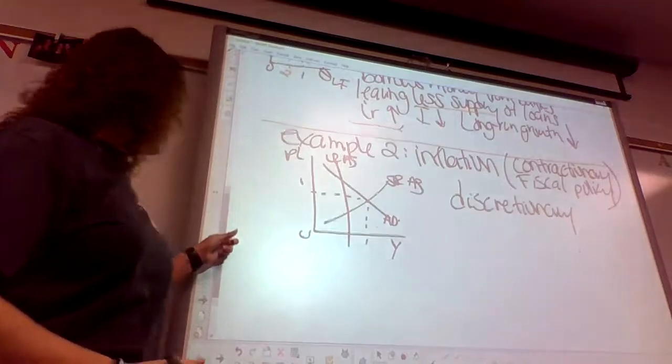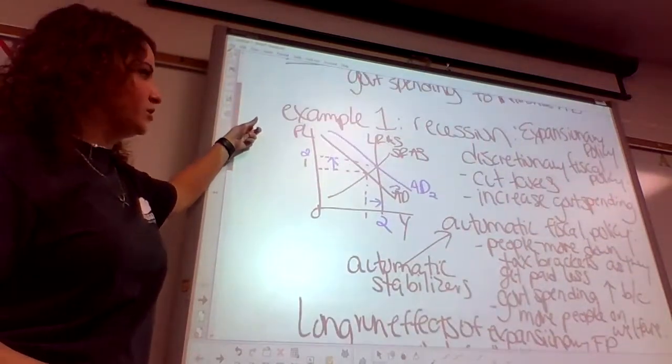Did I put number 1? No. I want to do it like. Okay, discretionary fiscal policy. Got it.